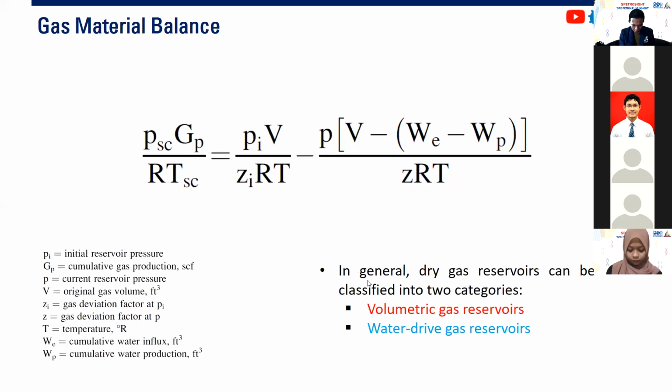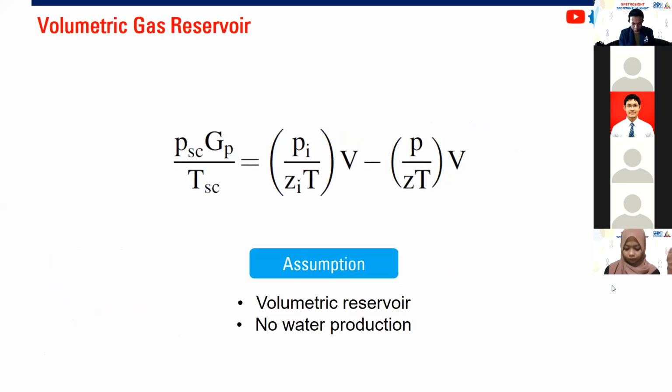Let's say, in general, dry gas reservoirs can be classified into two categories: volumetric reservoir and water-drive reservoir. In a volumetric gas reservoir, we don't have an aquifer. So the reservoir can be considered as a closed tank without interference from an external source like an aquifer. It's only a tank containing gas. That's called a volumetric gas reservoir. And for this type of reservoir, this relationship holds. All right, PG divided by T, this one.